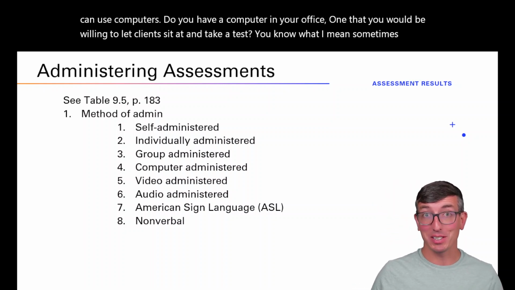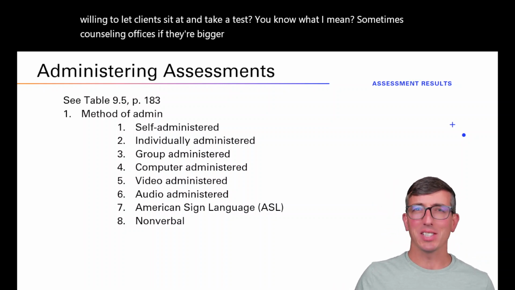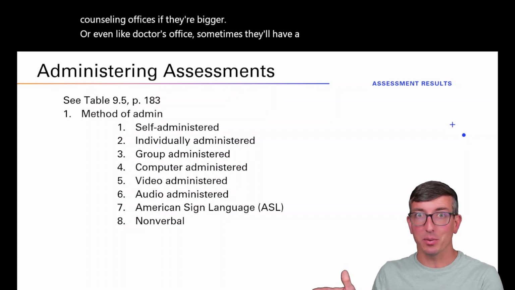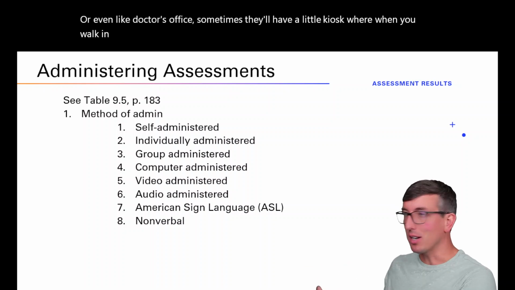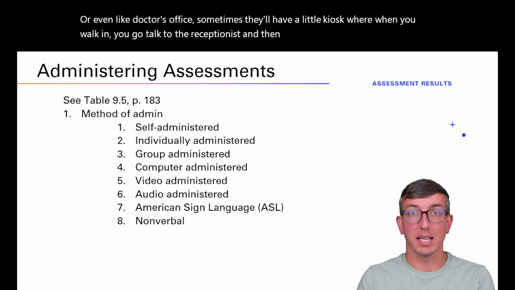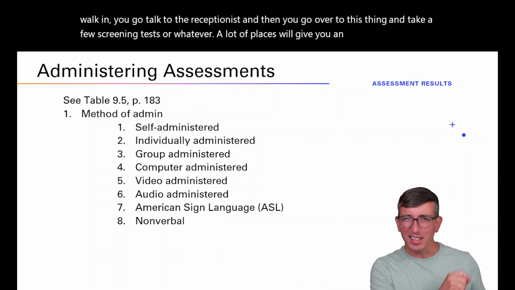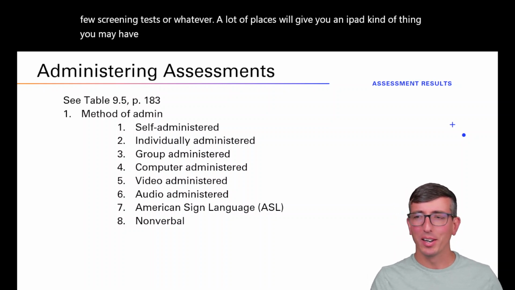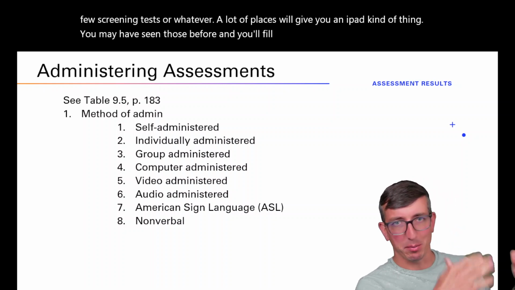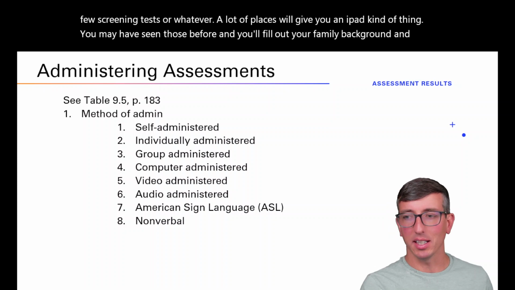Sometimes counseling offices, if they're bigger, or even a doctor's office, sometimes they'll have a little kiosk where when you walk in, you go talk to the receptionist, and then you go over to this thing and take a few screening tests or whatever. A lot of places will give you an iPad kind of thing. You may have seen those before. And you'll fill out your family background and do some basic testing on that kind of thing too.